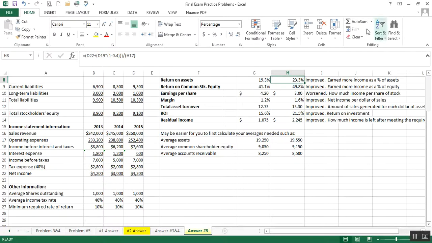And it's 23.3% for 2015. And this ratio is improved. Higher is better. It means that they earned more income as a percentage of their assets.